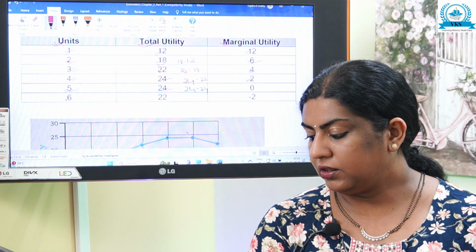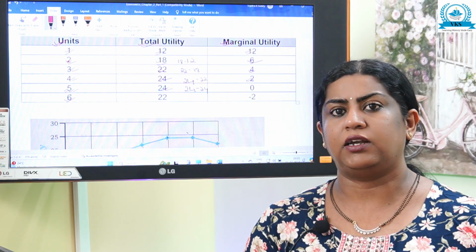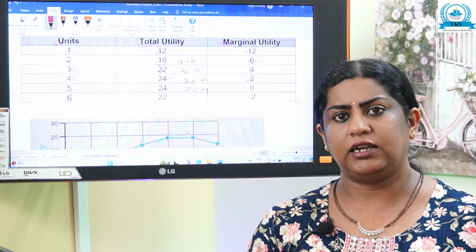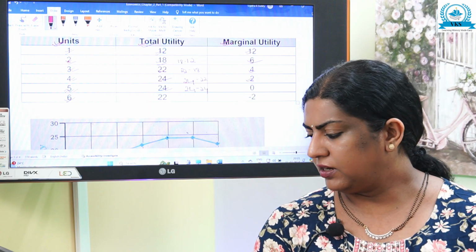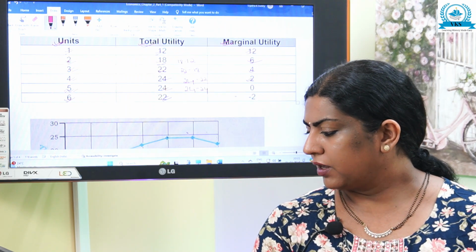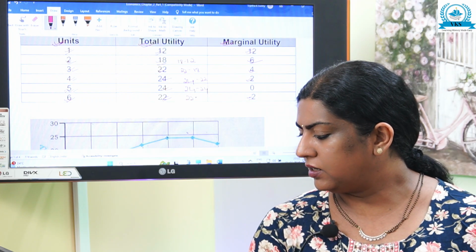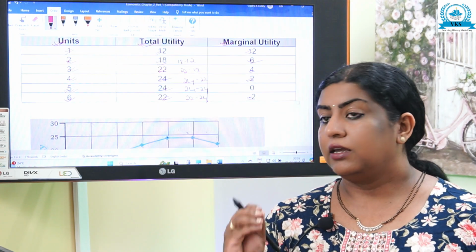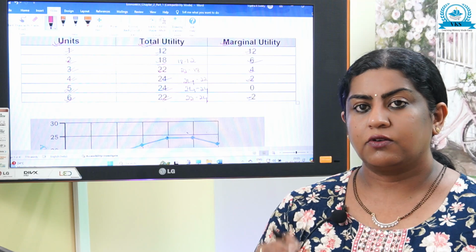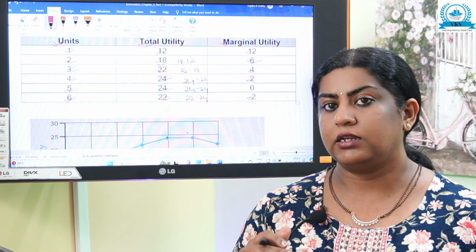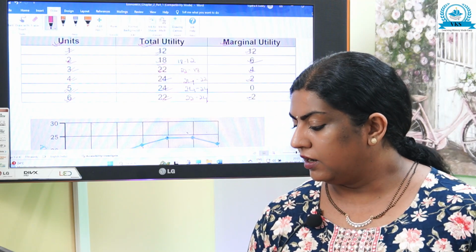And when I am having the sixth one, it is forcefully, so I don't have any utility, it becomes negative. So total utility becomes 22, and here marginal utility becomes 22 minus 24, which is minus 2. So this is how total utility and marginal utility are calculated.